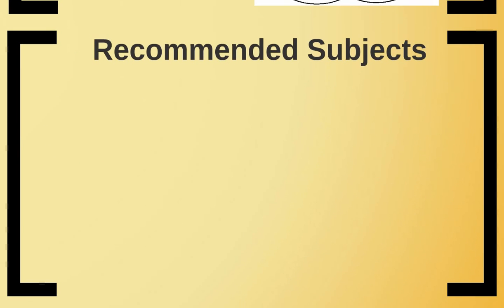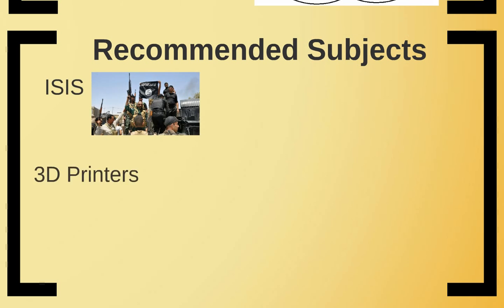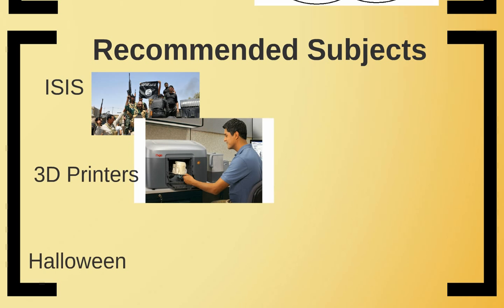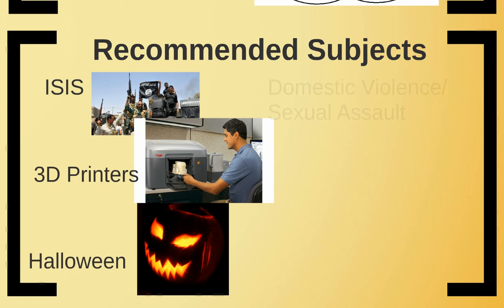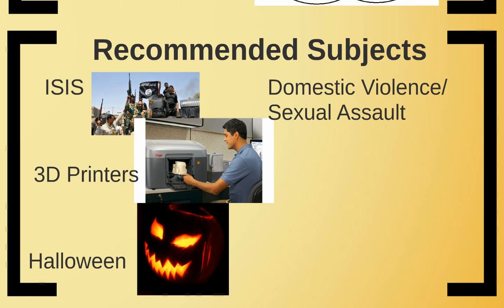So what you want to think about are topics that you can use, but I'm also going to recommend a few. Let's just say you're drawing a blank. Here are some others that you can probably think of. Now notice these are subjects, not topics. They haven't yet been narrowed. ISIS is obviously a popular one. 3D printers, Halloween, there's some really interesting history with that. Domestic violence, sexual assault, particularly for college-age students, that's something that's very relevant.